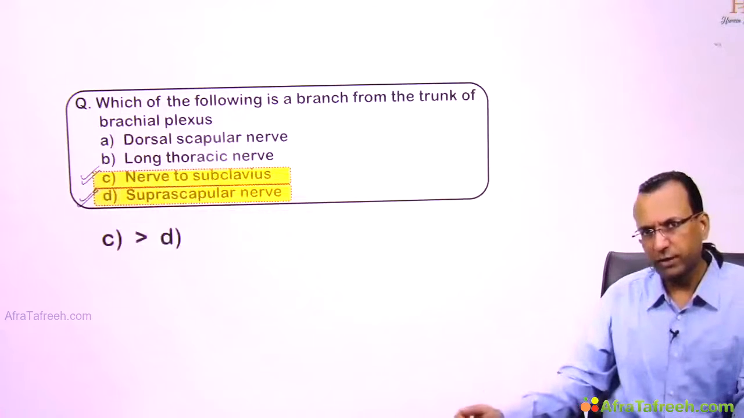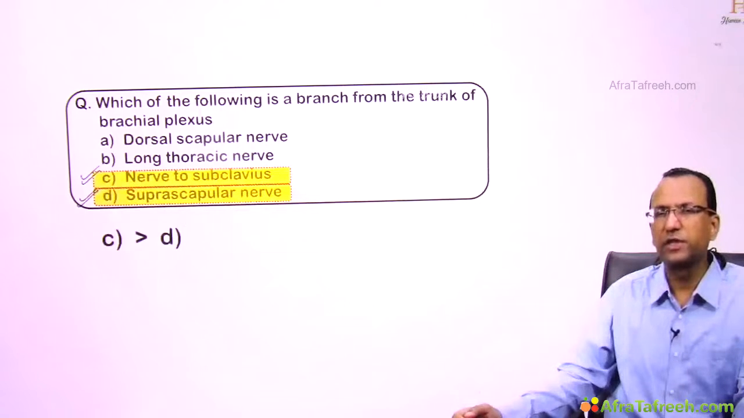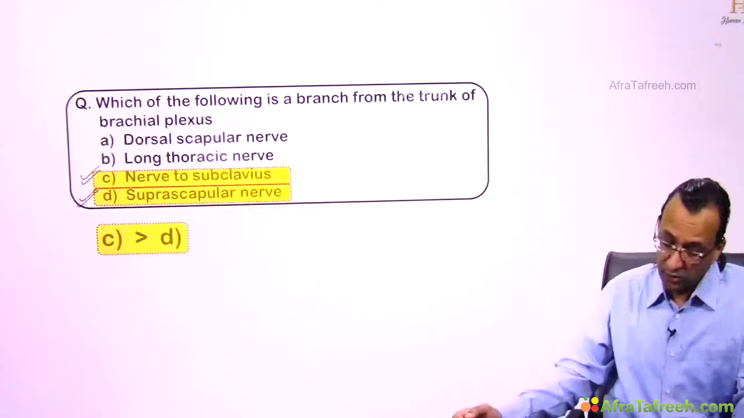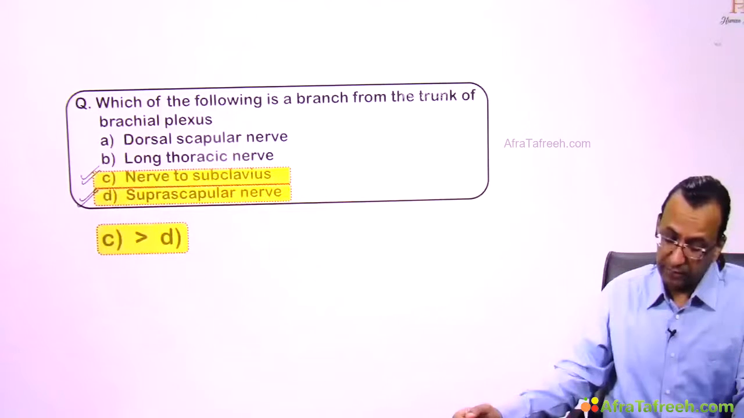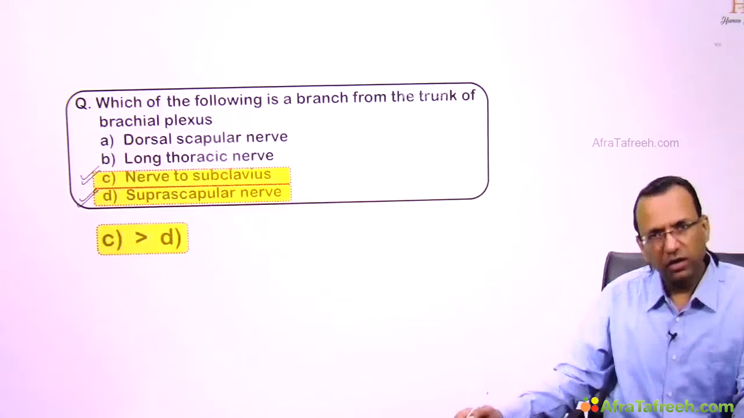So you mean to say this is the present answer? Yes. That's why you should always read from the latest books. This is the present answer, the latest 41st edition of Gray's Anatomy. Now C is better than D. You mean to say nerve to subclavius is a branch from the trunk of brachial plexus, not the suprascapular? That I don't know. Actually, both are, in fact. But C is better than D.